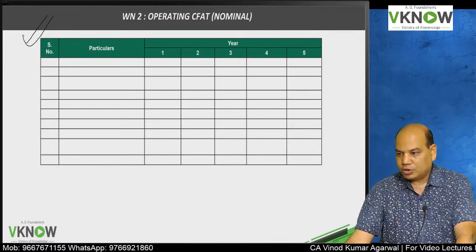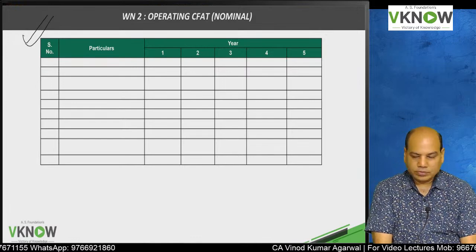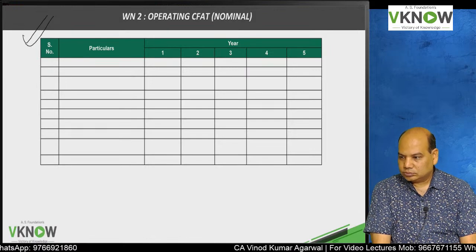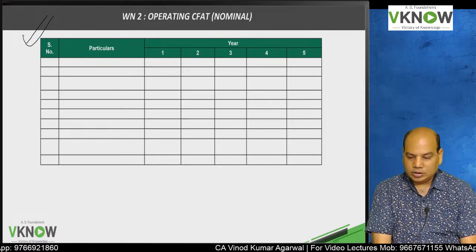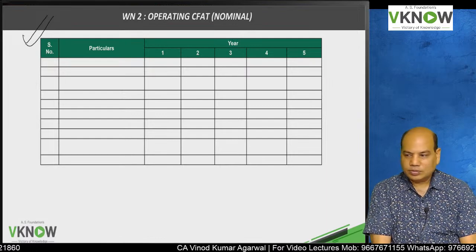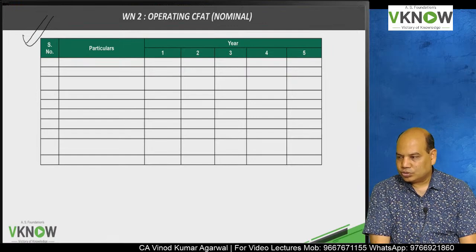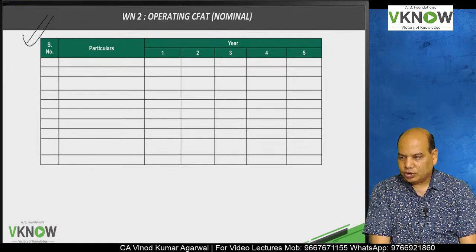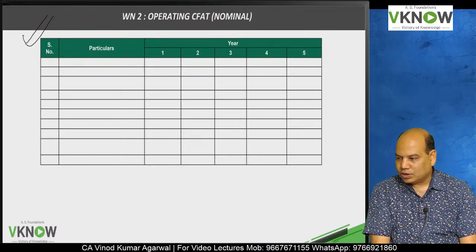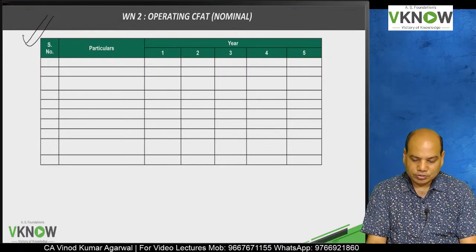Now the next important working note 2 is operating CFAT, operating CFAT nominal. Under year, please write 1, 2, 3, 4, 5. If you have a scale and pencil, draw lines, about 10 to 12 lines you can draw. If you don't have a scale, ignore.